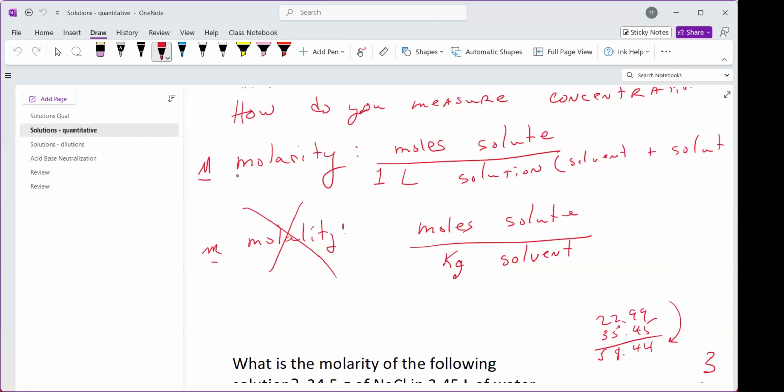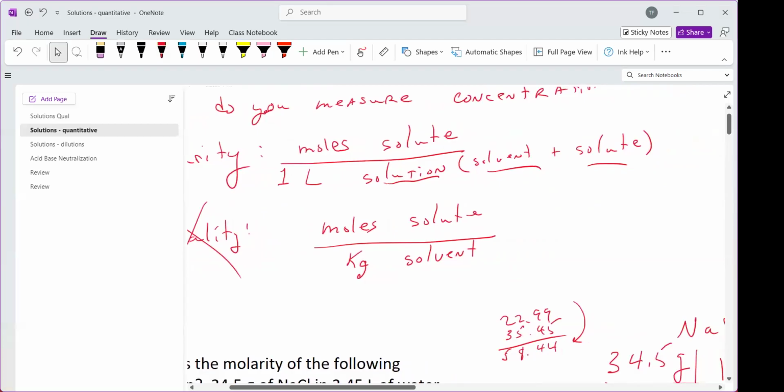One is defined as moles of solute over liters of solution. Solution includes solvent plus solute. Molality is moles of solute over kilograms of solvent.